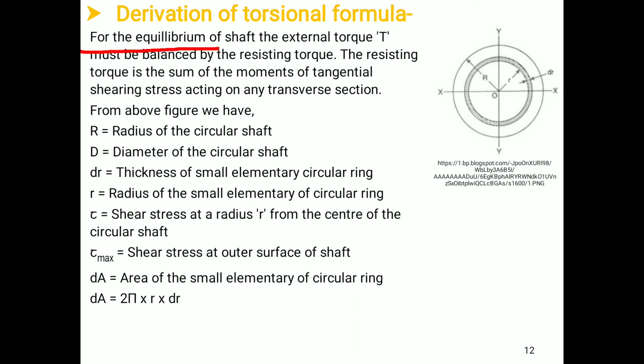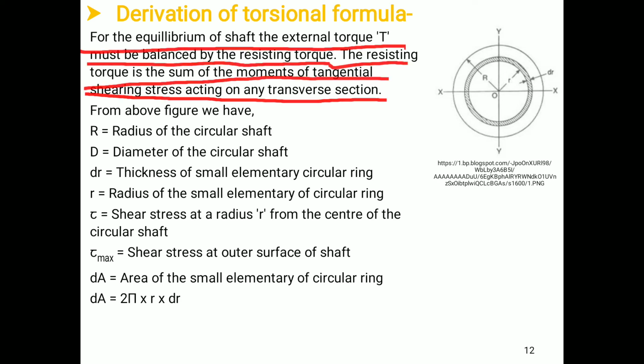For the equilibrium of the shaft, the external torque T must be balanced by the internal resisting torque. The internal resisting torque is the sum of moment of the tangential shearing stress acting on any transverse section. So how to calculate the internal resisting torque? It is the sum of moment of tangential shearing stress acting on any transverse section.